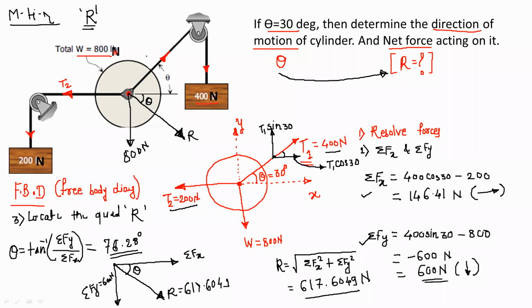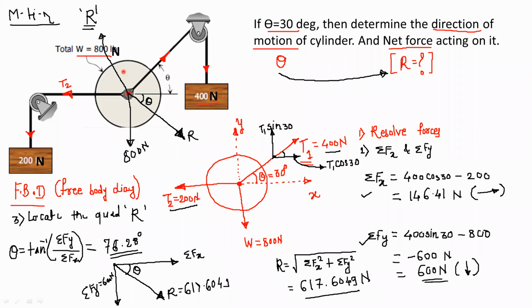If this cylinder is weightless, just assume there is no weight of this cylinder, then the motion would be somewhere in this direction. It will be the resultant of these two forces only. This value will be 0, and therefore your resultant motion will be in the upward direction. It may be in the first quadrant or maybe in the second quadrant. So I hope this concept is clear, how we decide the motion.